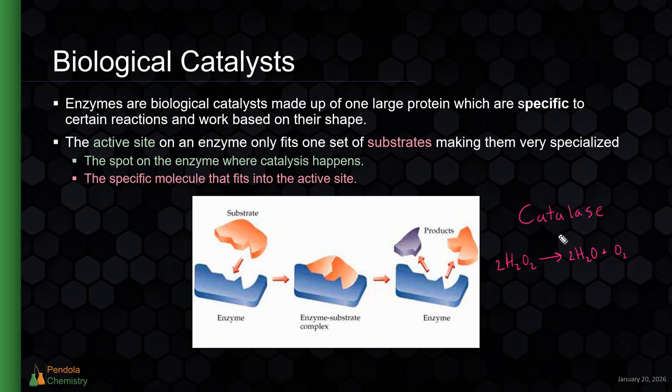This is also the reason why when you put hydrogen peroxide on a wound, on a cut, where enzymes have been broken open, that wound starts to bubble. That bubbling is the oxygen gas that is created by this reaction. And that is the biological catalyst that we call enzymes. And that's it. That's everything you need to know about catalysts for AS chemistry.